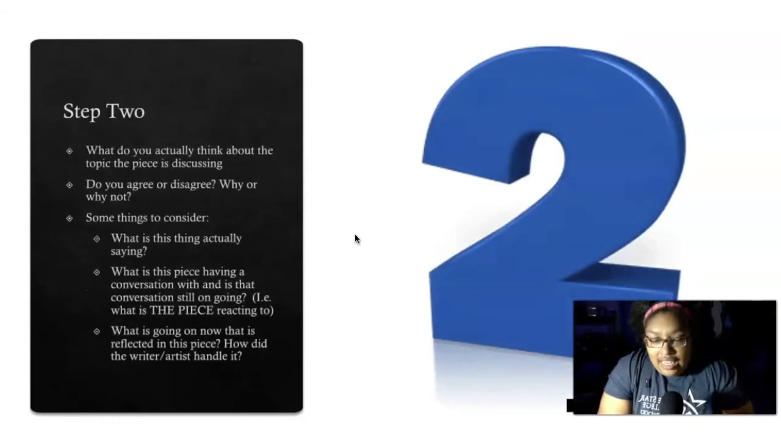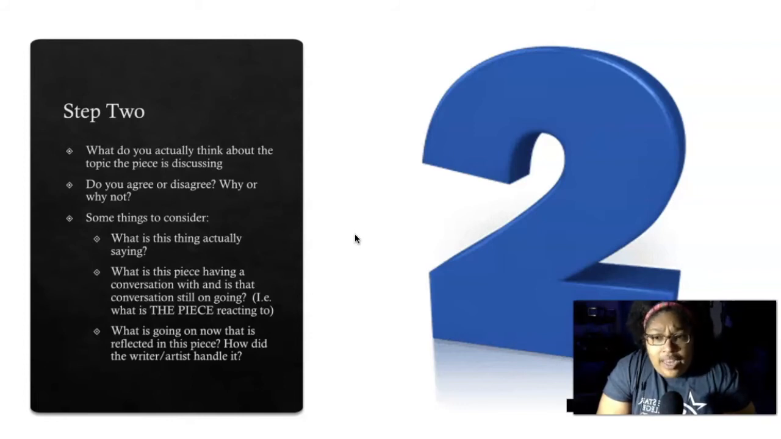So the next thing you want to do, you want to think about what you actually think about the piece. And this is where you're going to be doing a lot of thinking. Do you agree with them or do you not agree with them? Why or why not? And that's very important, since you're probably going to use that to write an entire paragraph or 2 or 3. So what is the thing actually saying?